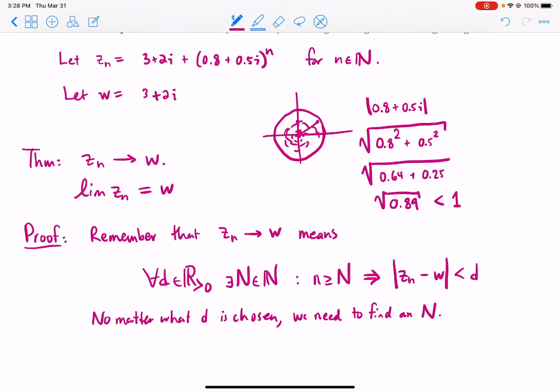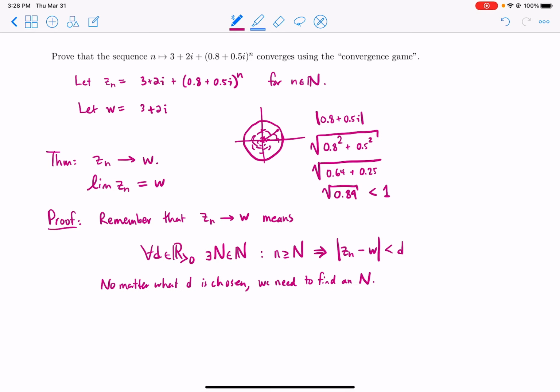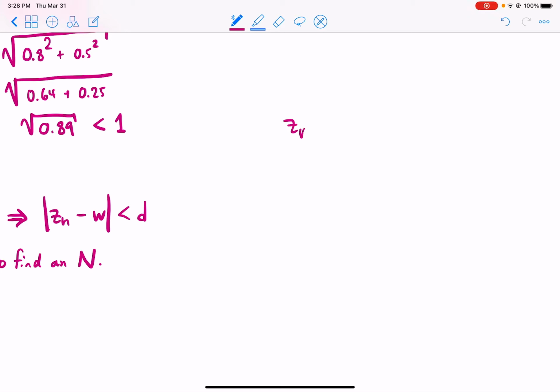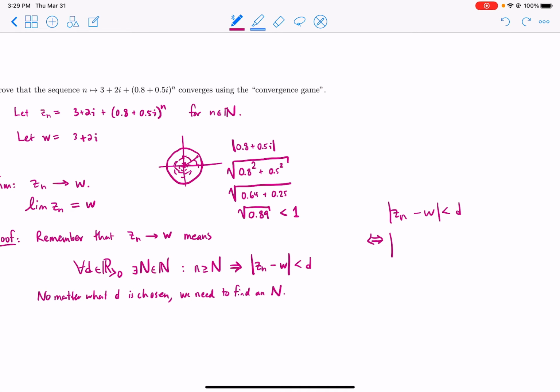Okay. So how are we going to do this? Well, we have no idea until we start looking at this thing. This is our goal. And so we should calculate with this, just start to try to understand it better. Otherwise, we have no idea how to prove it. Okay, so let's calculate. z_n minus w less than d. That's if and only if, and now I'm just going to use the definition of z_n, which is over here, and w.